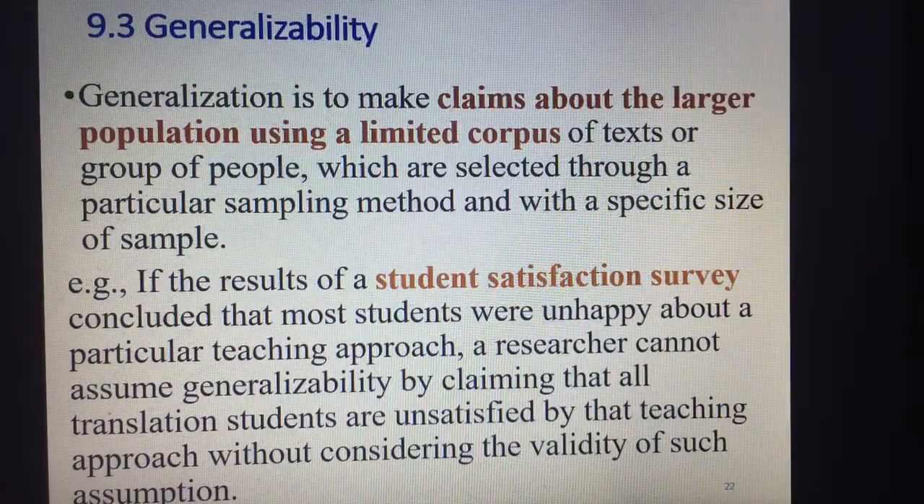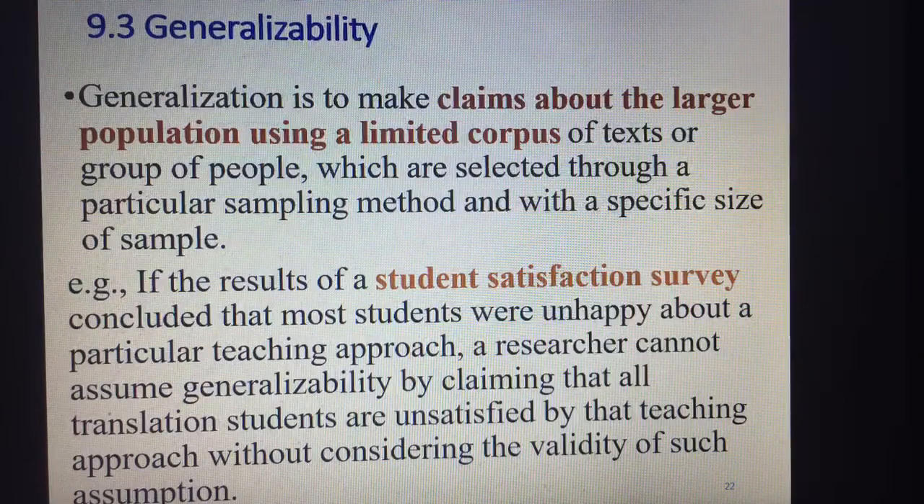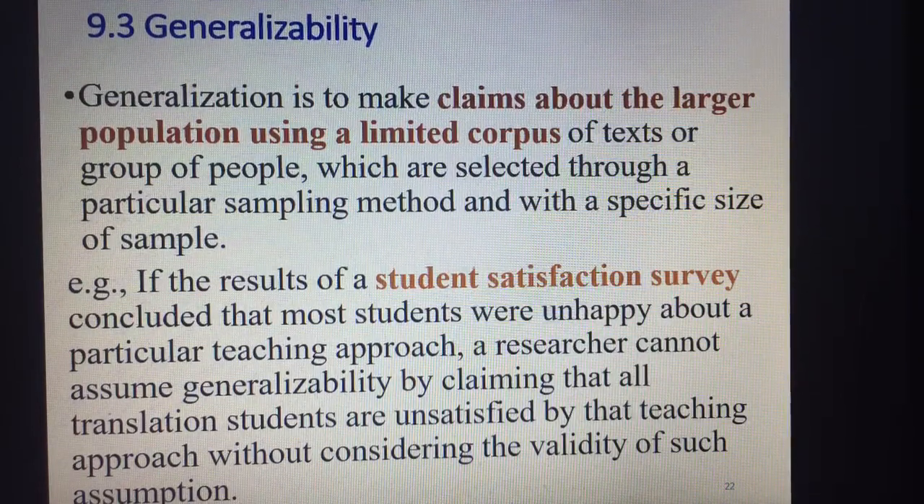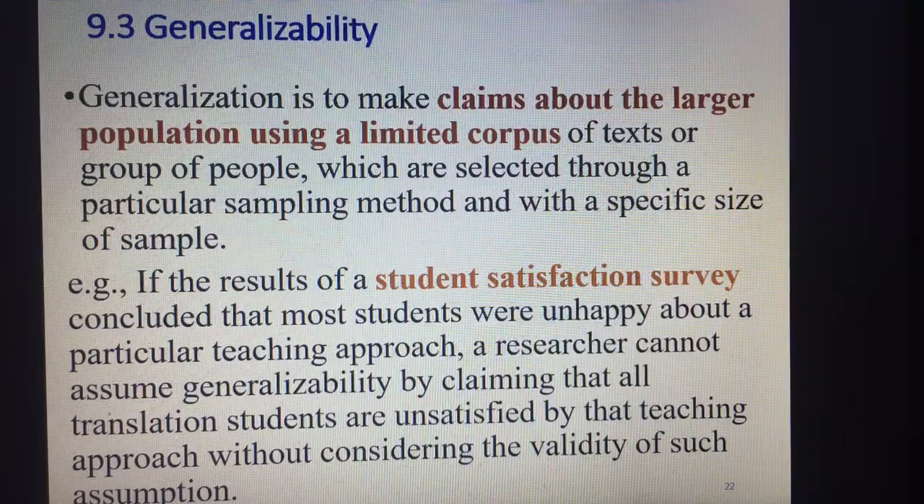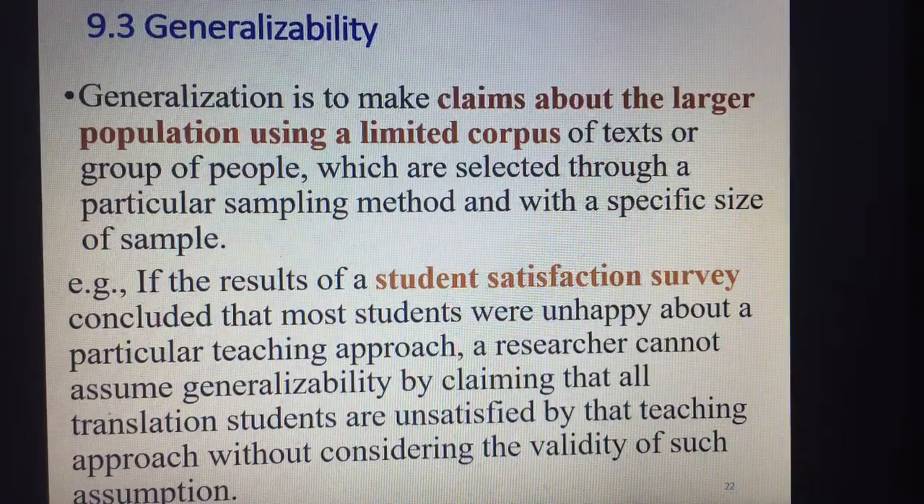Of course, if the results of a student satisfaction survey concluded that most students are unhappy about a particular teaching approach, a researcher cannot assume generalization by claiming that all translation students are unsatisfied by that teaching approach without considering the validity of such an assumption. So you need to actually look at the validity of the assumption.